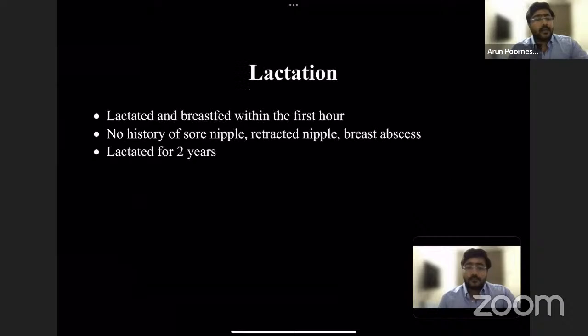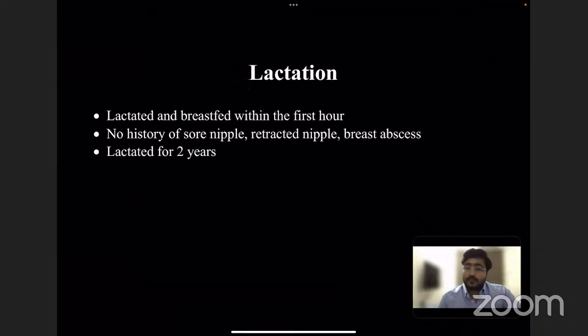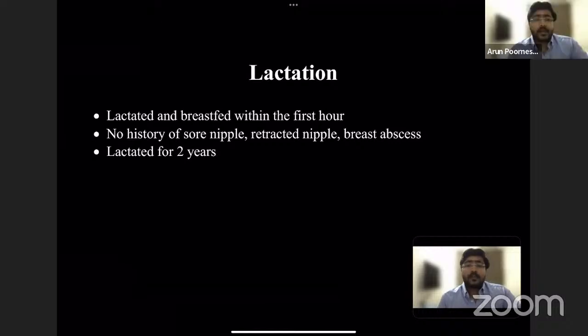Hannah, did you ask her lactation history? She lactated and breastfed. She started her regular menstruation 3 months postpartum.